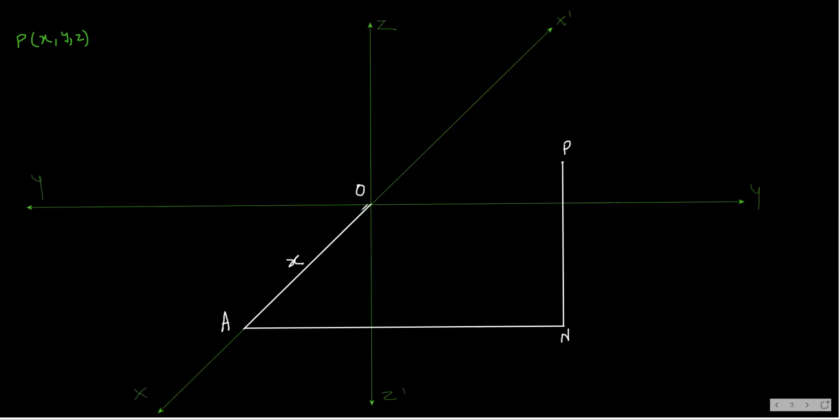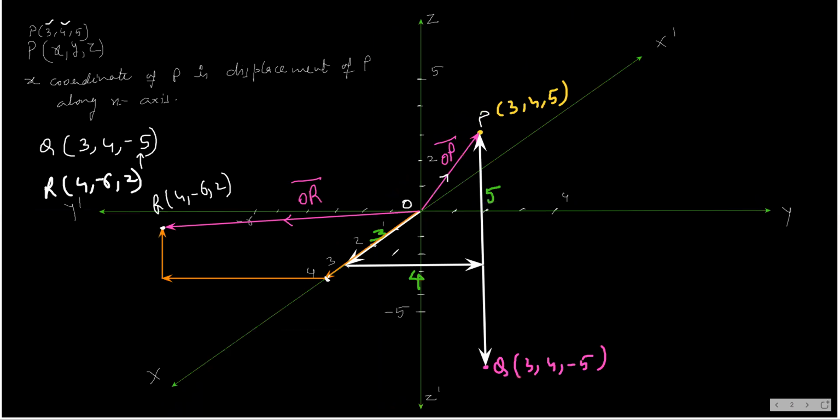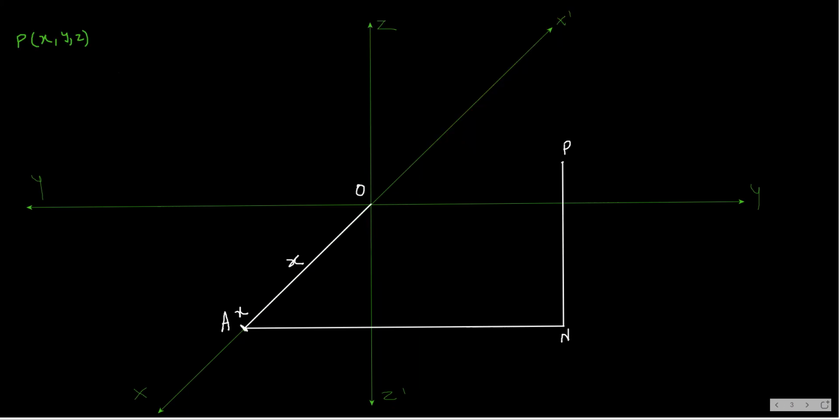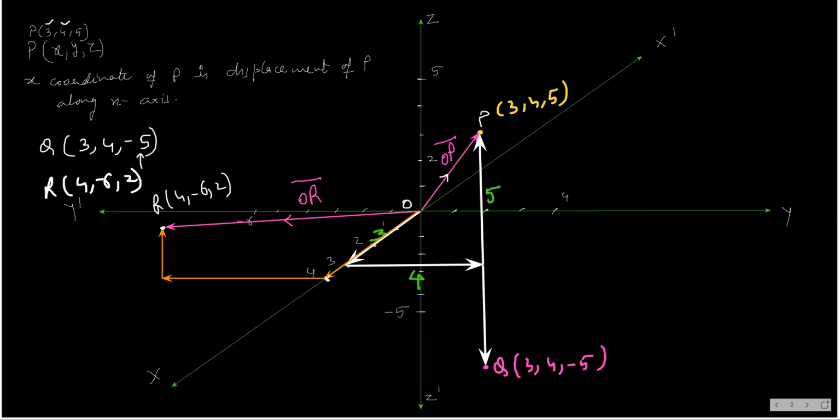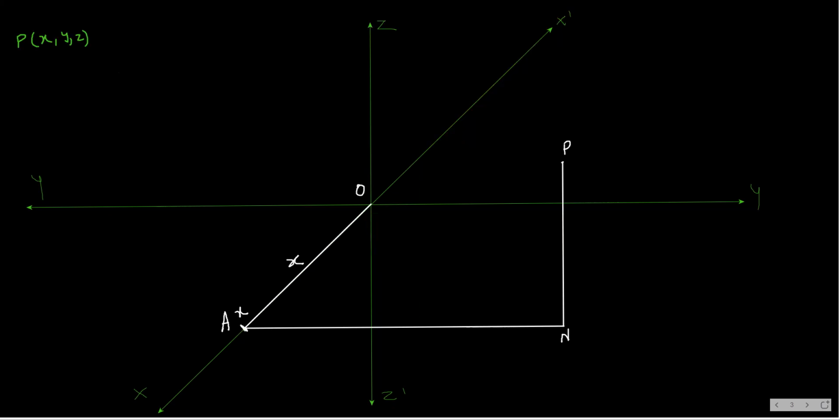This is X units, X displacement. I just showed it. From O to A, here it is X, like you showed here. See, here it is 4, because the X coordinate was 4. So in the same way here it is X. This number is X here.